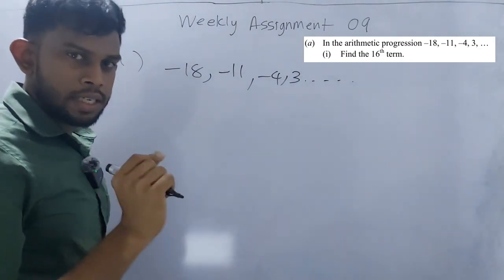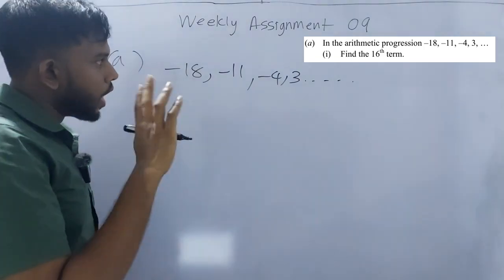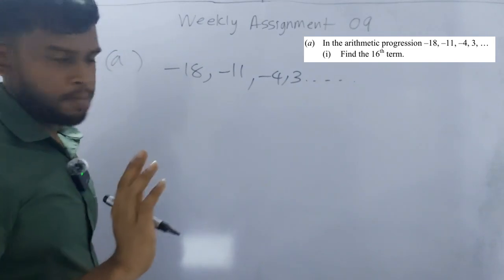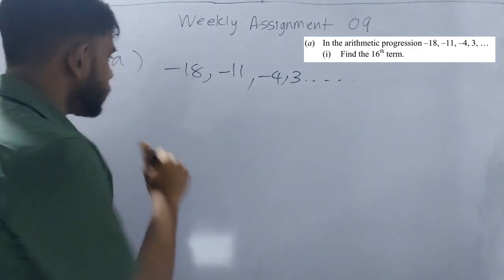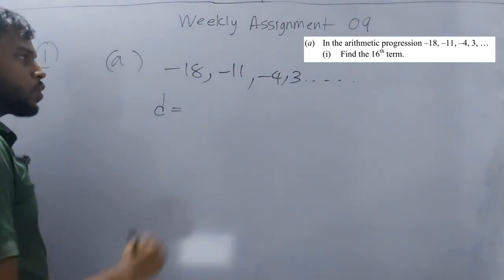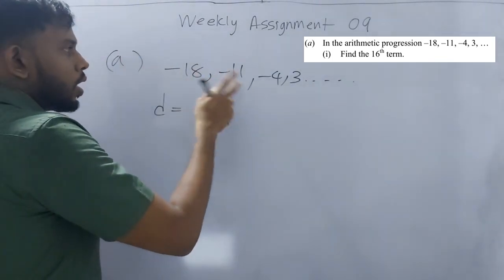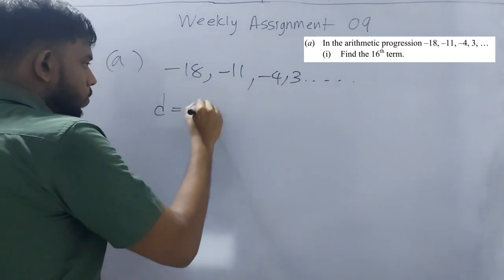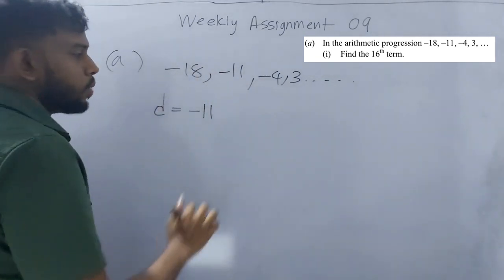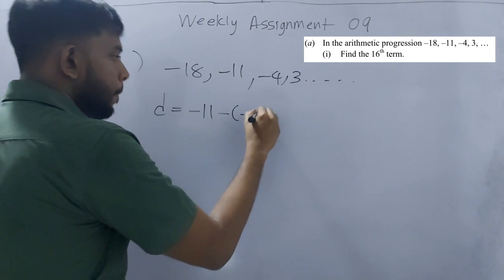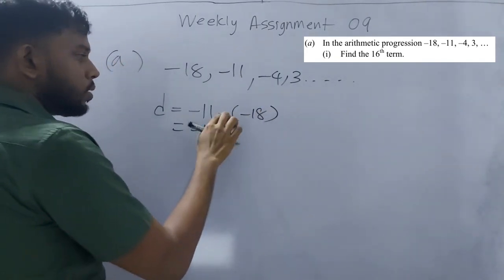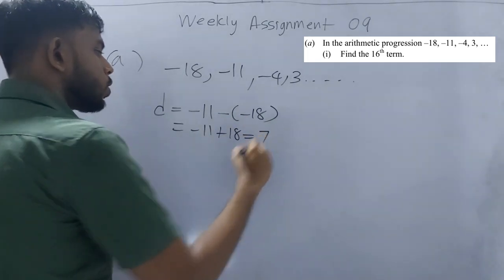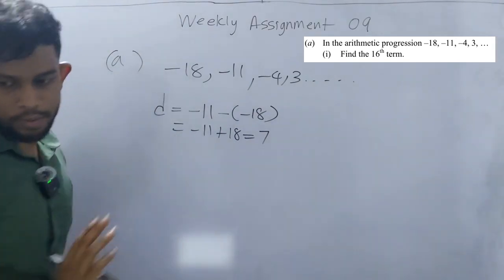So what is the specialty in arithmetic progression? Between any two consecutive terms, the difference between the two terms is the same. That is what we call the common difference, and for that we use the symbol d. How do you find the common difference between any two terms? From the second term you subtract the previous term. If you select the first two terms, from minus 11 you have to subtract minus 18. So minus 11, this minus gets multiplied and it becomes plus 18. So your common difference will be equal to 7.